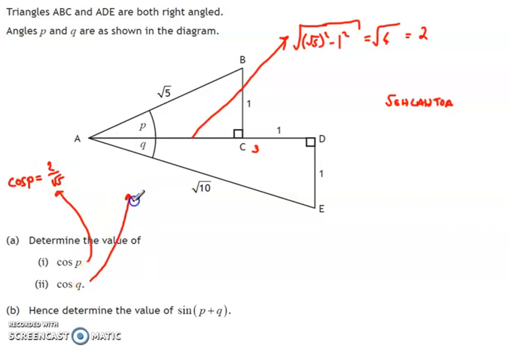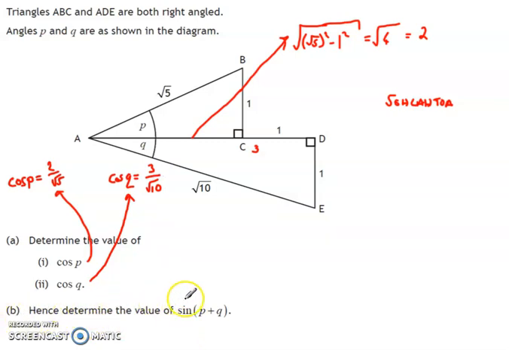Similarly, I can do cos q the same way, except using the second triangle. So cos q is adjacent over hypotenuse again, but the adjacent is this full side here, which is 3. The hypotenuse is root 10. So I can simply say for this one that cos q is equal to 3 over root 10.